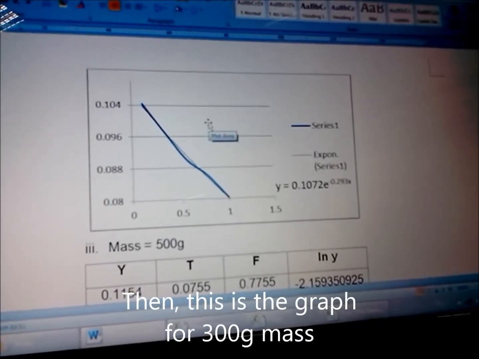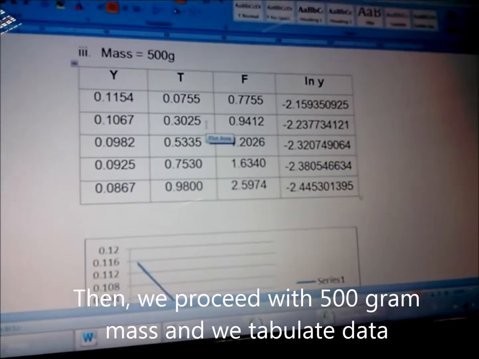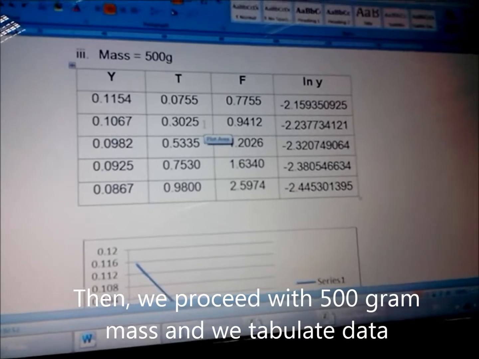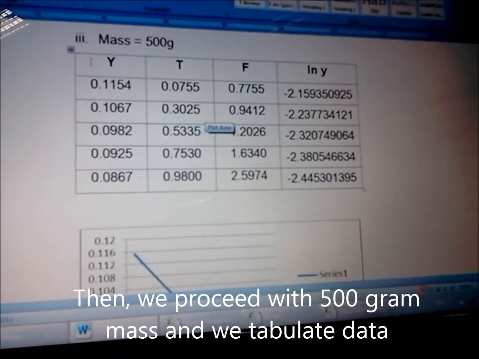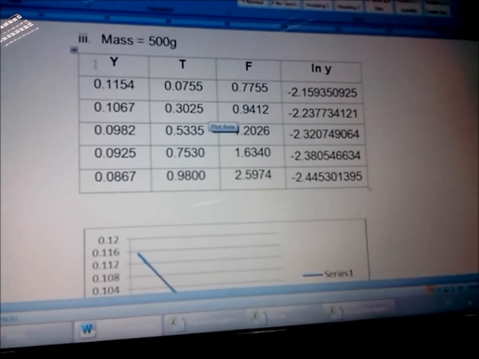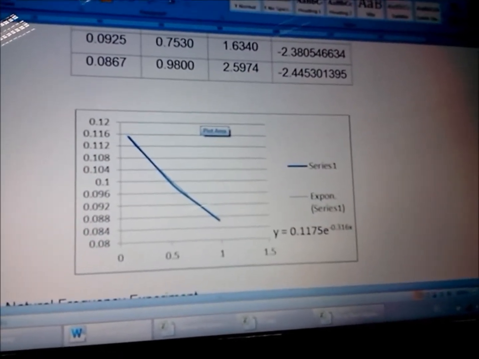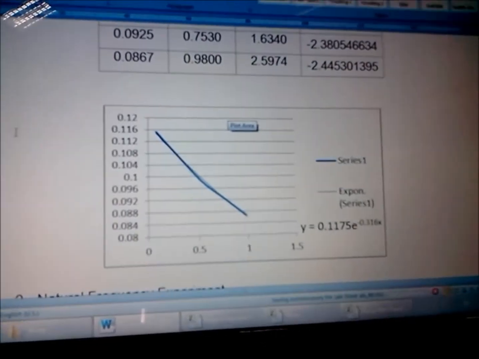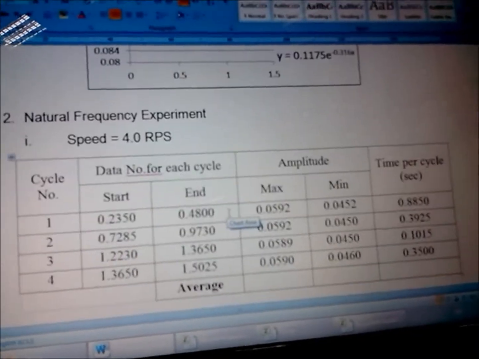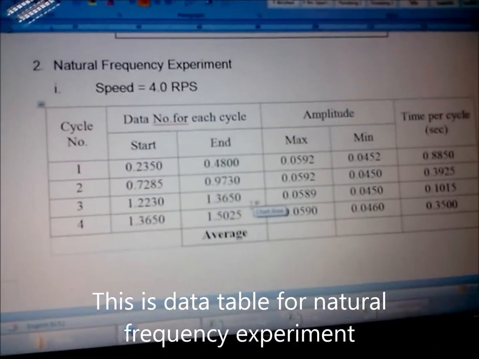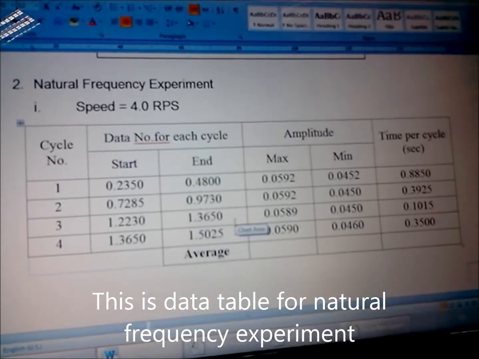And then this is the graph for 300 gram mass. Then we proceed with 500 gram mass and we tabulate data as before. We take the value of Y, T, F and ln Y, and we can see the gradient of the graph as we draw. And then after that, this is the table for the data of the natural frequency experiment.